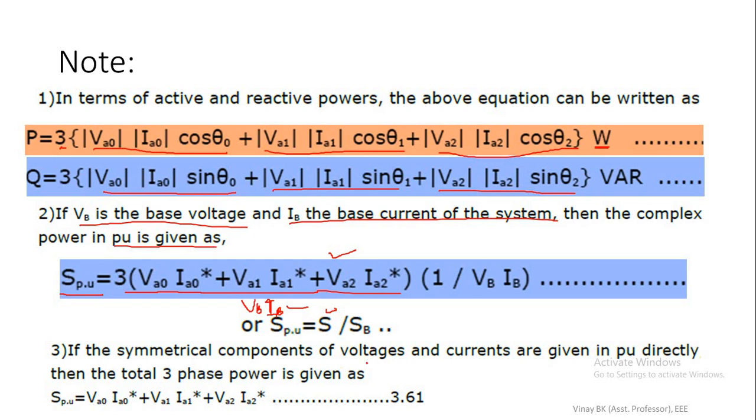Similarly, if the symmetrical components of voltage and currents are given directly in per unit values, then you can use this for the total three-phase power: VA0 into IA0 conjugate plus VA1 IA1 conjugate plus VA2 IA2 conjugate. So remember these points before solving the problems on complex power. Thank you.